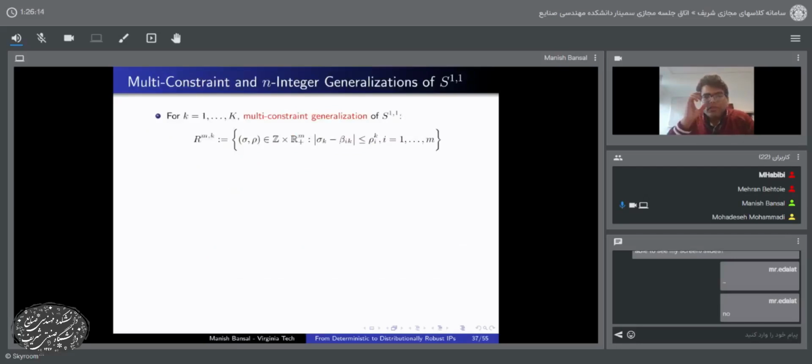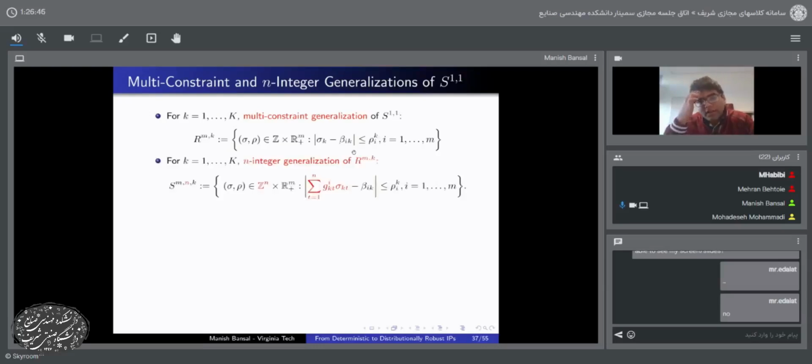The first plan was to look at some multi-constraint generalization of S11, which means that we will look at this set, RMK, which has M constraints, where each constraint has the same integer variable, sigma k, and a non-negative continuous variable, rho ki. So you have this multi-constraint generalization of set S11.